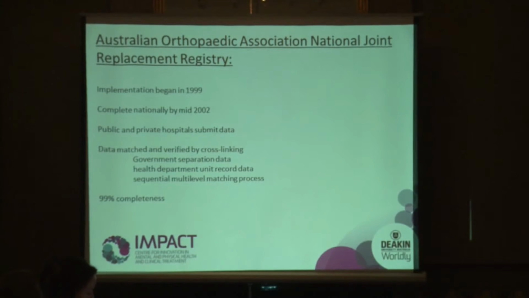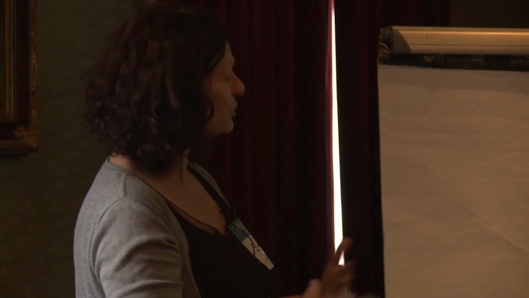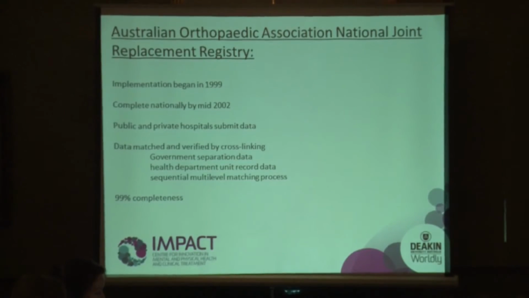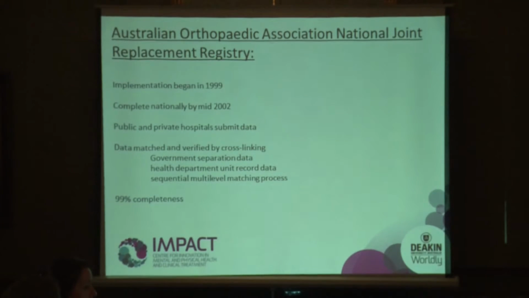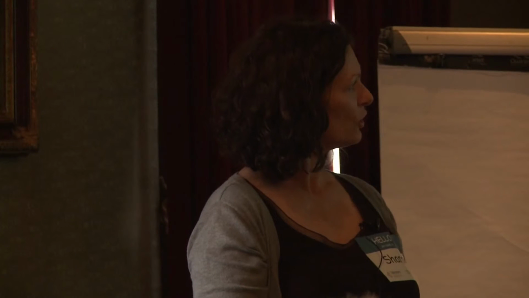This is the final data set that I wanted to talk about. This is a national registry, set up for public and private hospitals across Australia to give information about joint replacements. It started with the knee and the hip, then it went on to include the shoulder, now includes other things. But it wanted to look at outcomes following joint replacement. So it's a really strong registry, and it actually has 99% completeness because they cross-reference with a few different sources, which I've listed there, government separation data and health department unit record, and they use really complex matching to check it. So let's move on.